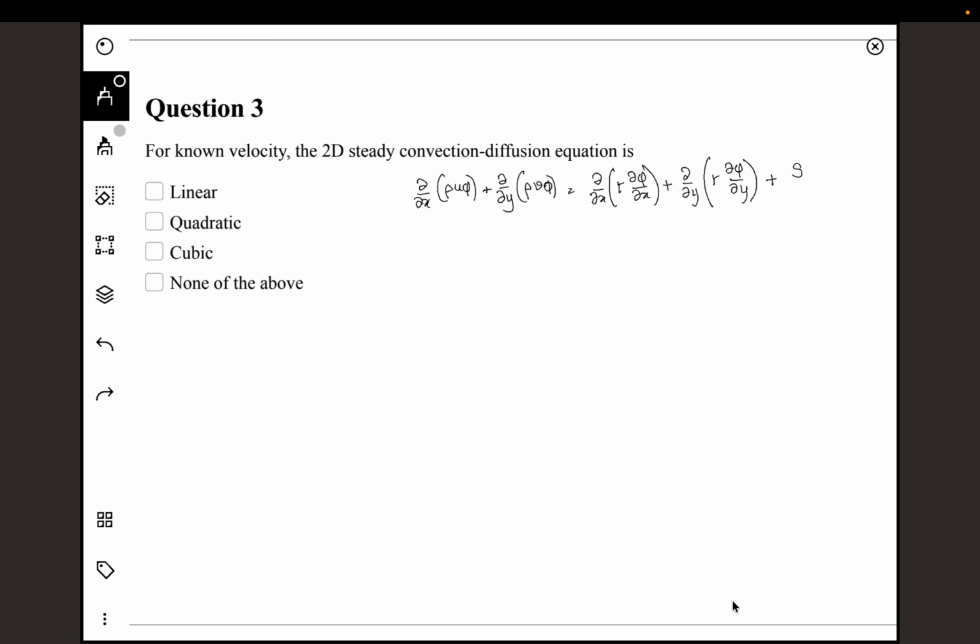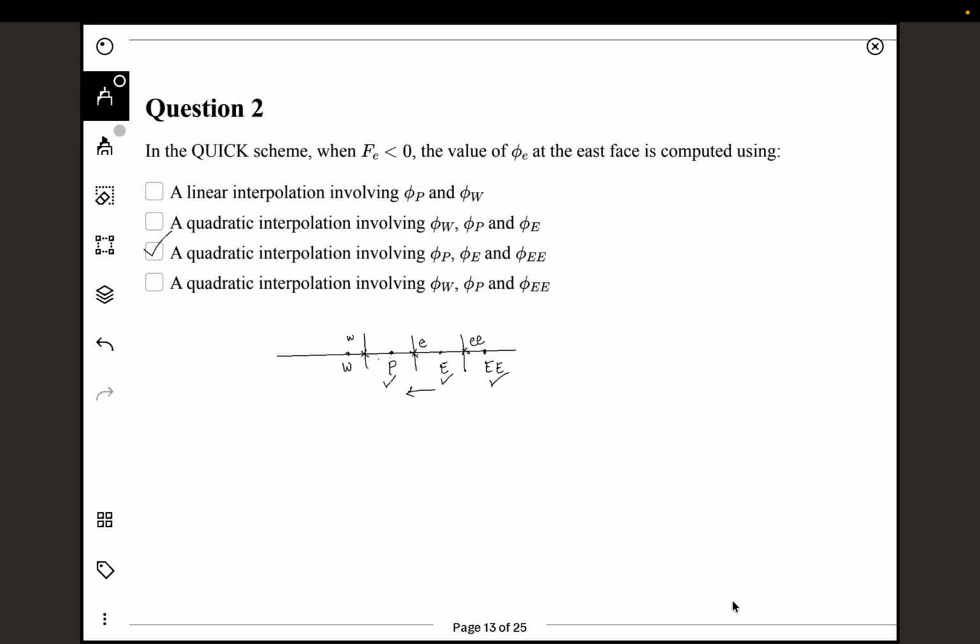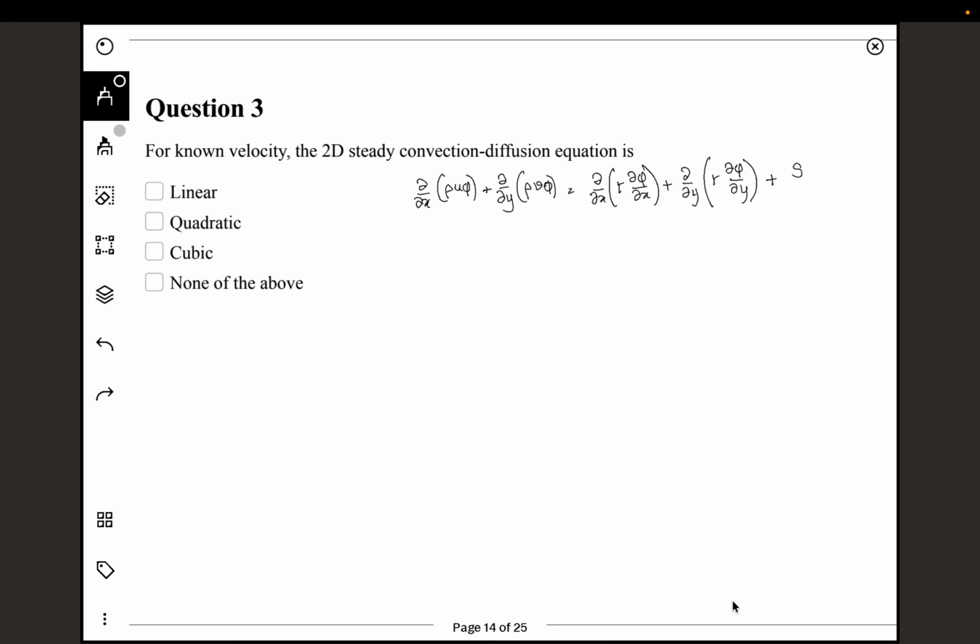So this is the equation that we are solving for. There is only one variable, phi, that we are trying to solve for. So this is the 2D steady convective diffusion equation. The variable that we are solving for is phi, and every other variable here is already known to us. So this equation is essentially linear.